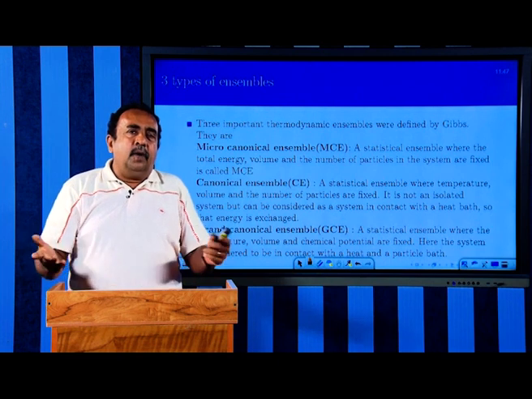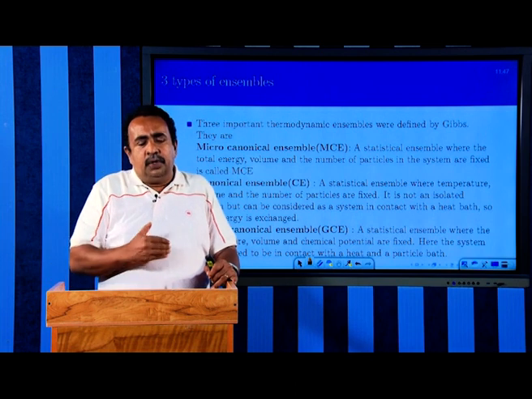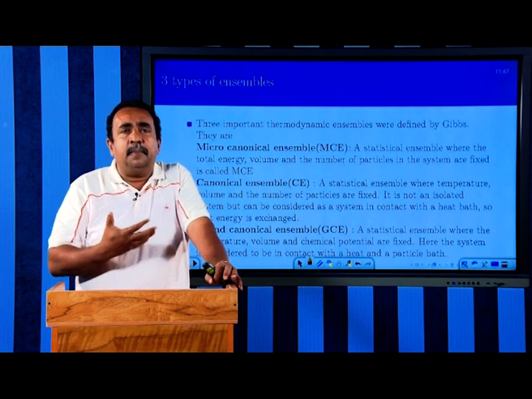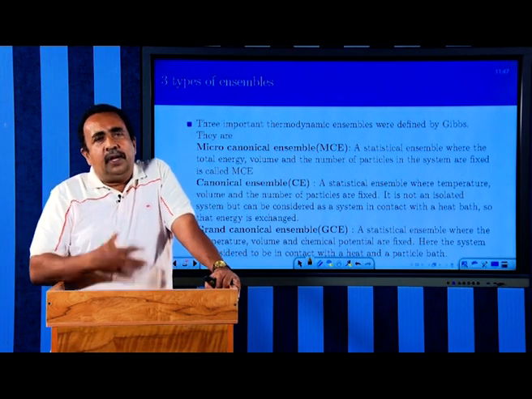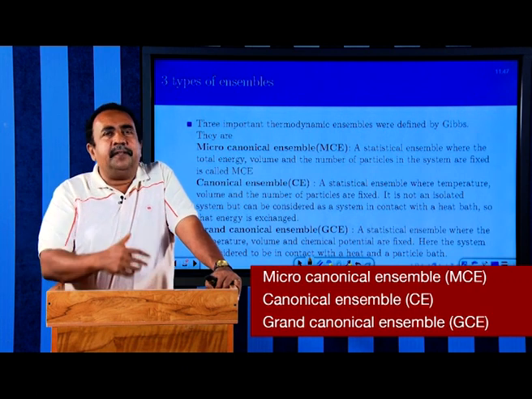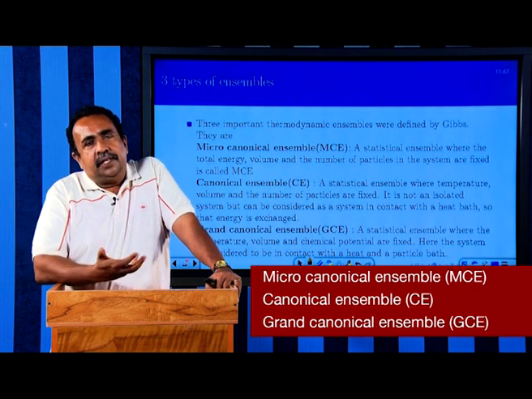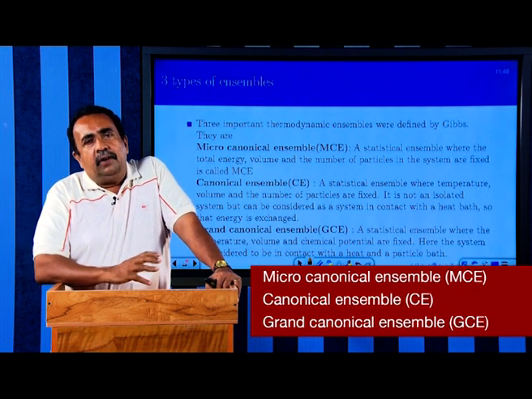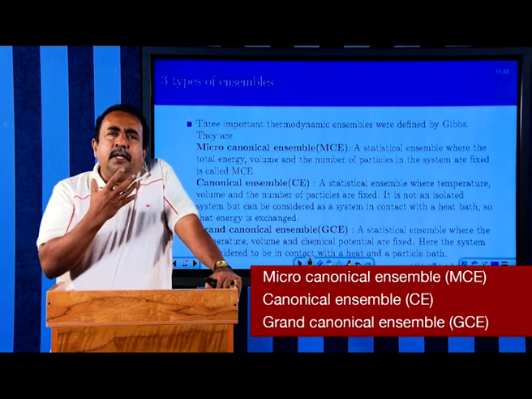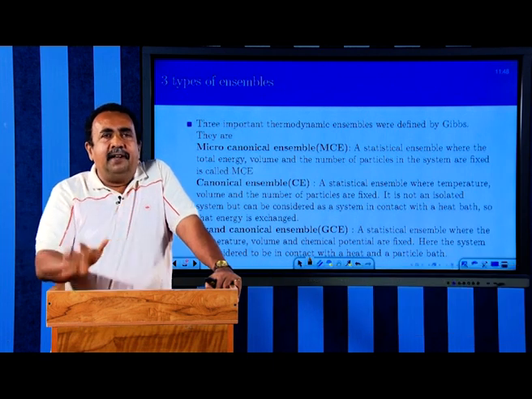You may be wondering why these three ensembles are necessary. You will slowly understand what the uses are. These three ensembles have their own purposes. Microcanonical ensemble is the basic one. It is connected with the development of statistical mechanics, with Boltzmann's discovery of statistical mechanics. The second one is canonical ensemble, and the third is grand canonical ensemble. The best and the most useful one is grand canonical ensemble, that we will study later.